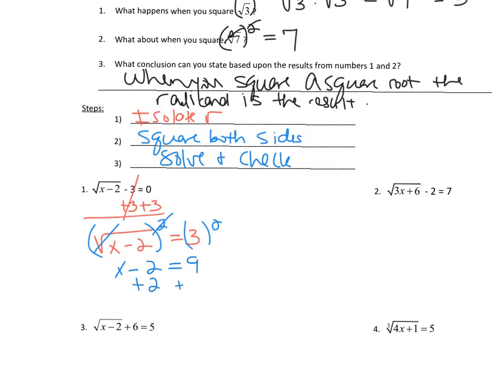So I would solve and I would get x equals 11. Now it's very, very important that you check your answer. The reason is that we need to remember that square roots cannot have negatives inside of them. And if that happens, the answer doesn't work and you end up getting something called an extraneous solution.